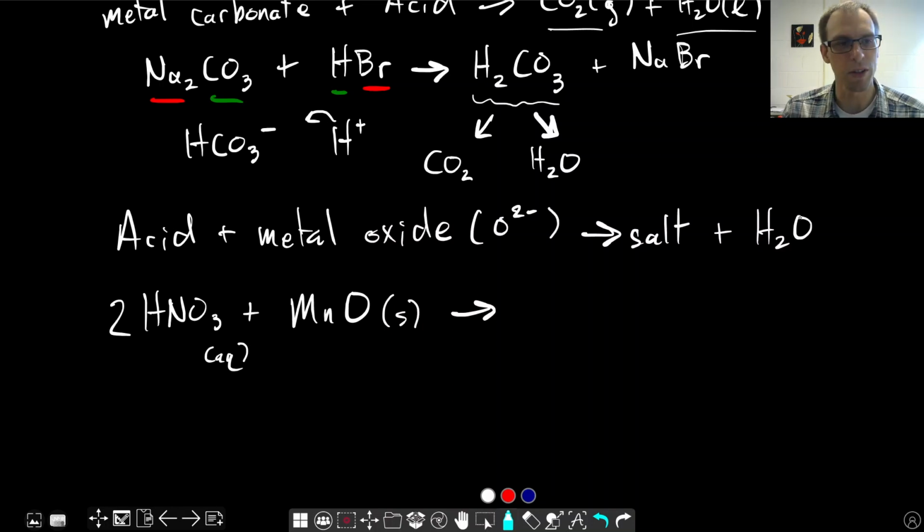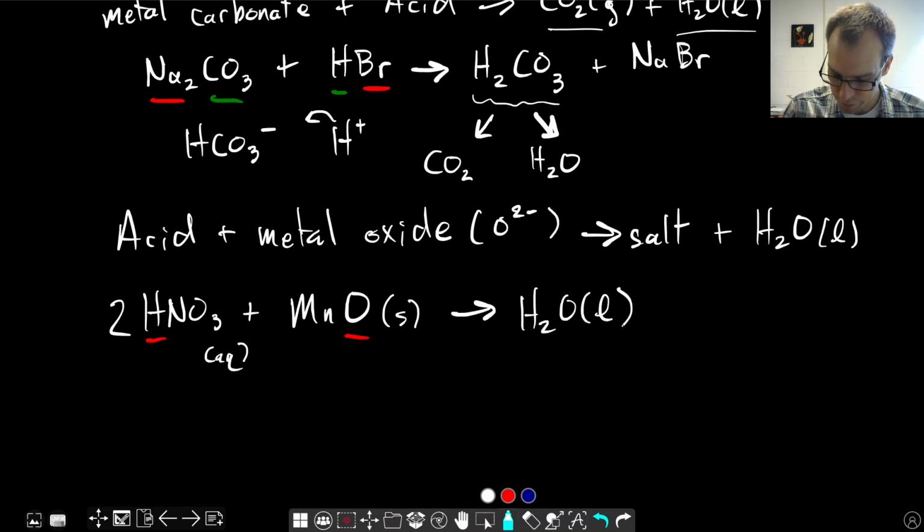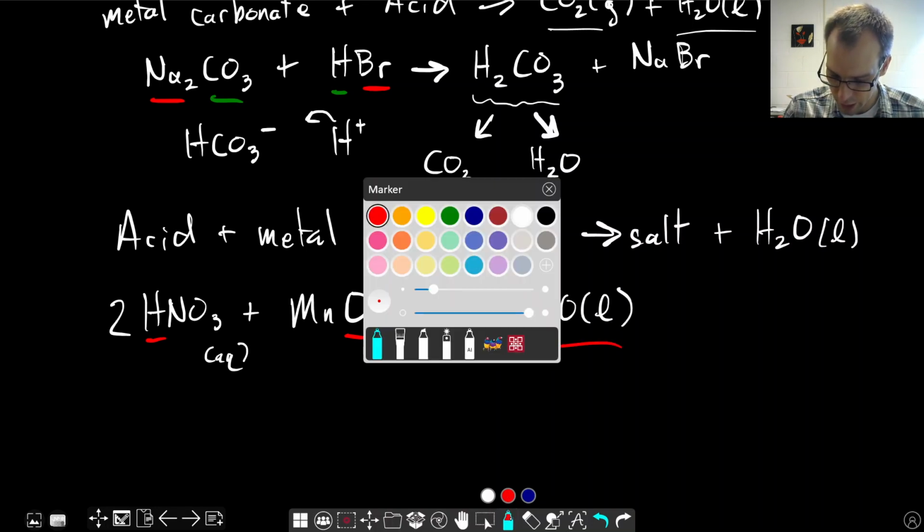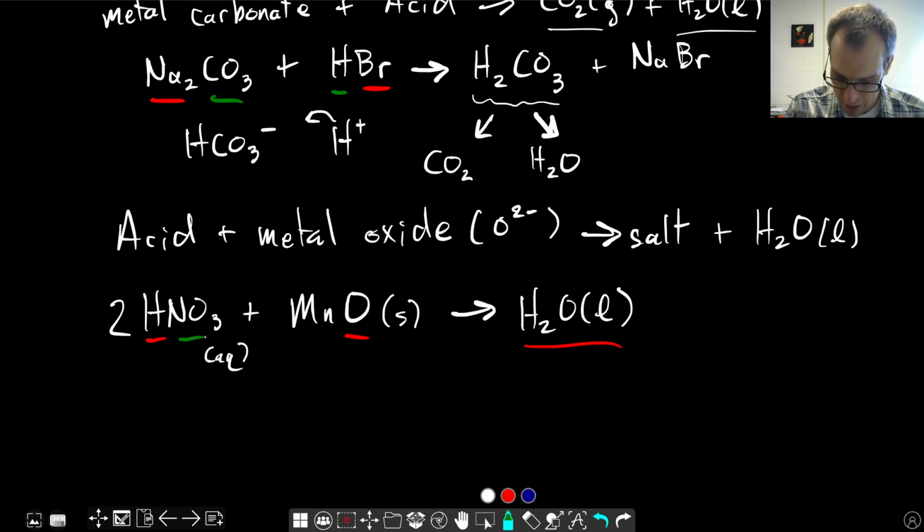So this is very similar to our acid-base neutralization reaction with hydroxide. That O2 minus will accept 2 H pluses. So again, double displacement reaction. We're going to take our hydrogens and go with the oxides, and that's what's going to form our water. And then we'll use green again. Our nitrate and manganese are going to go together.